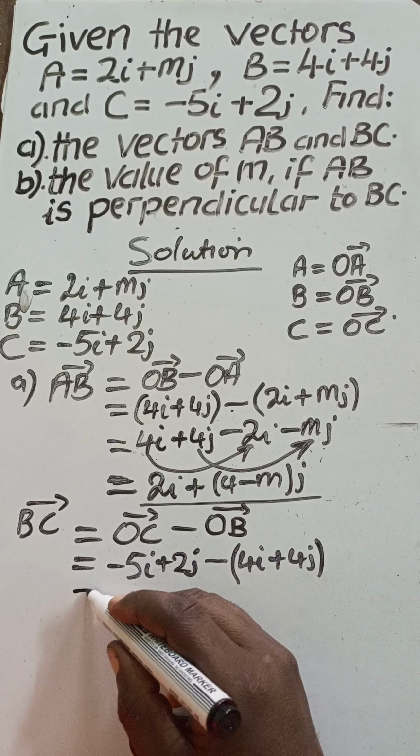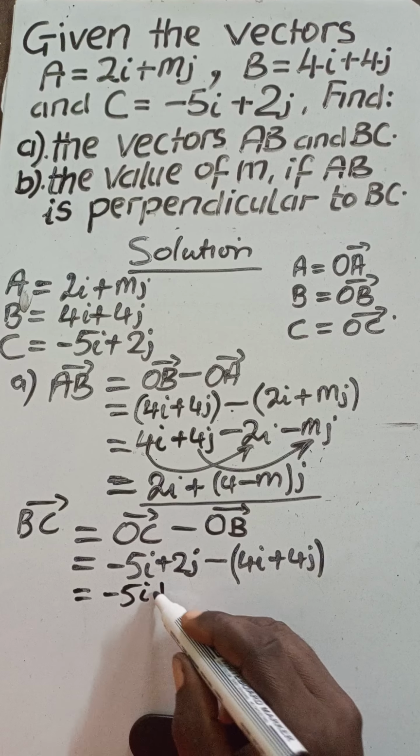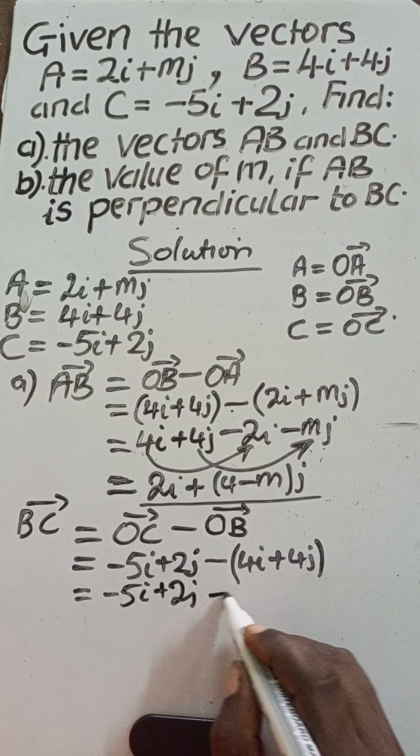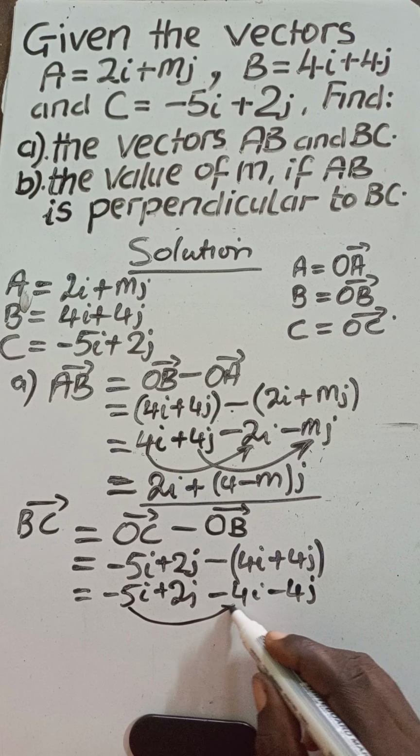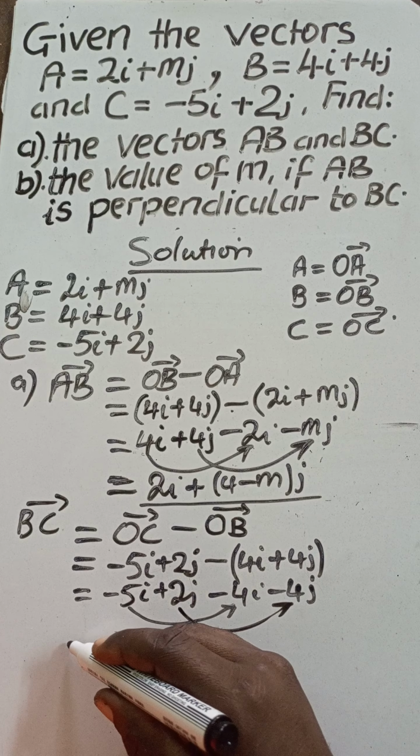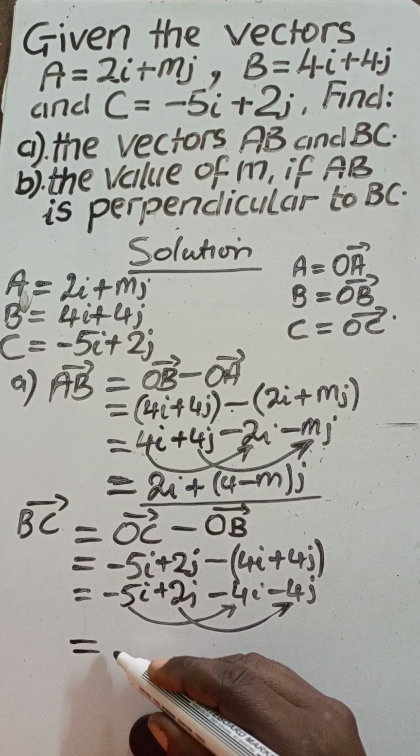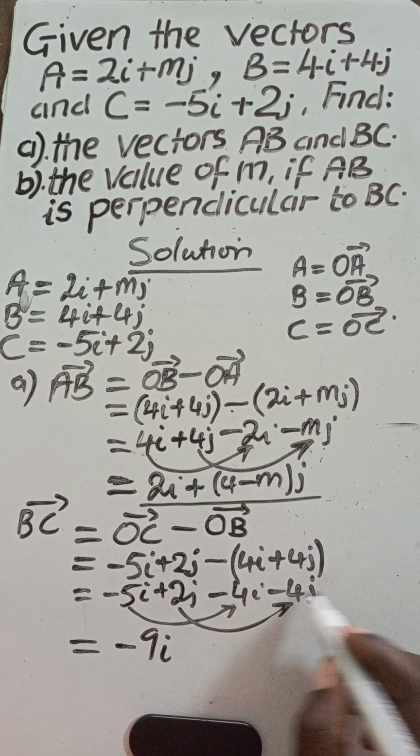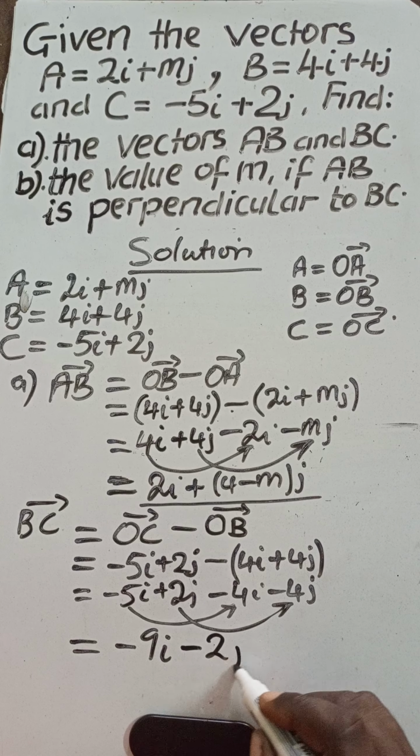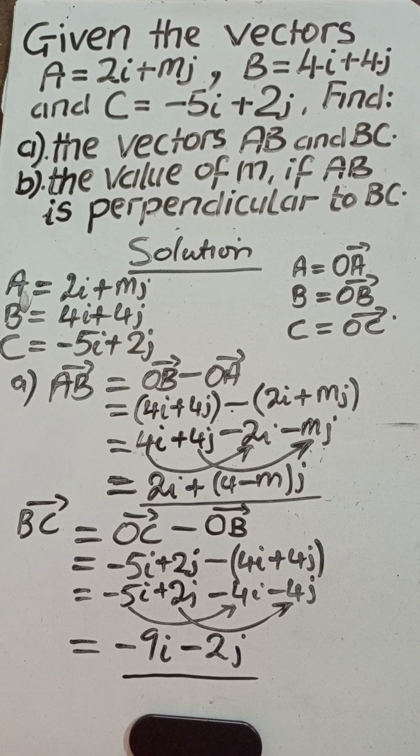Now open the parentheses. We have negative 5i plus 2j, negative 4i, negative 4j. Once more, i go with i, j go with j. So we got negative 5i minus 4i gives us negative 9i. 2j minus 4j gives us negative 2j. This is the expression for the vector BC. So that does it for the first part, question A.